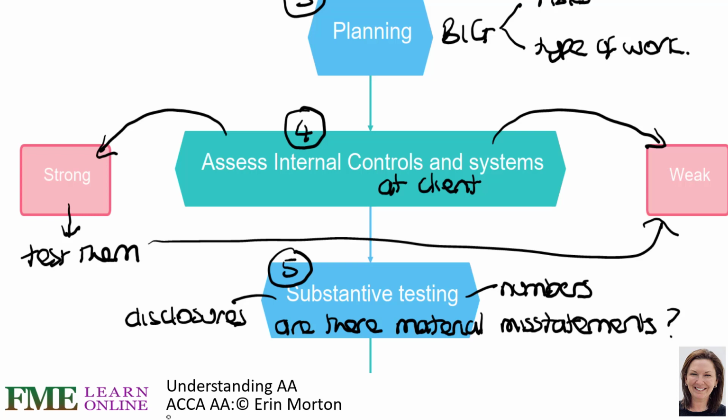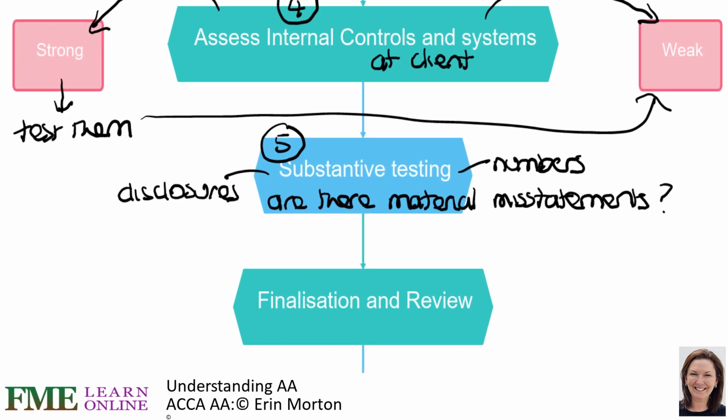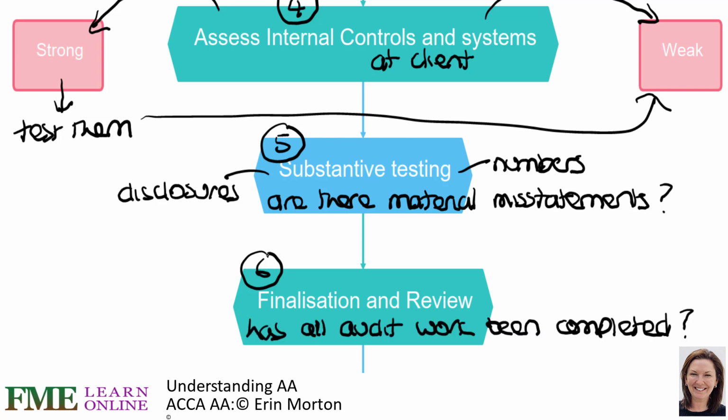Moving on though, for now, our sixth stage of our audit process is the finalization and review stage. So we are at the end of the audit process. They've carried out all of their audit work and we're now pretty much looking at the audit manager reviewing the audit team's work and making sure that everything has been completed properly.